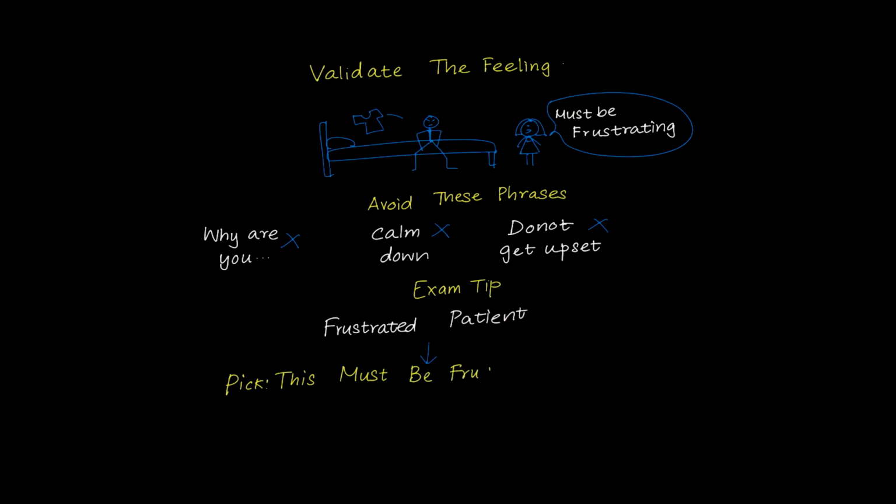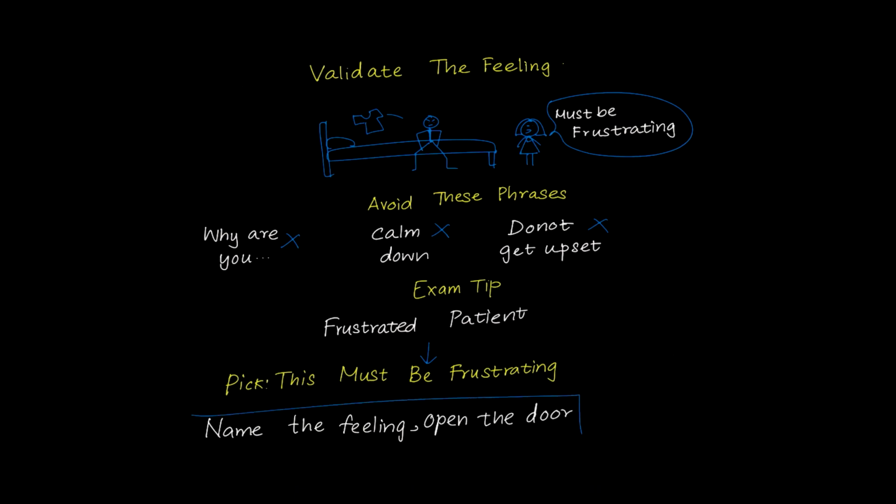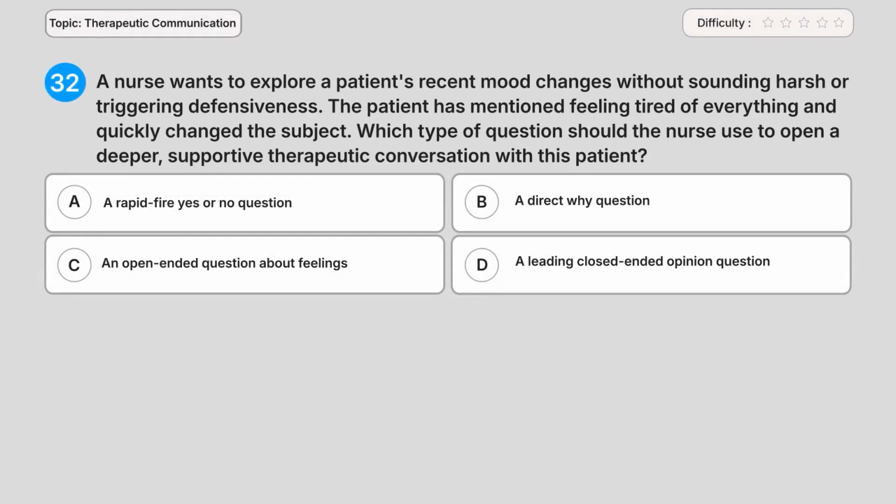Validation first, always. Here's a D439 OA exam tip for you. On therapeutic communication questions, pick the answer that names the patient's feeling without judgment. Quick recall hook. Name the feeling, open the door.